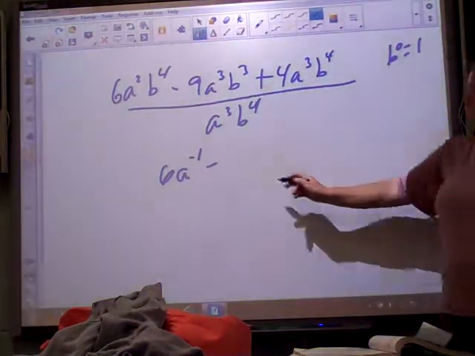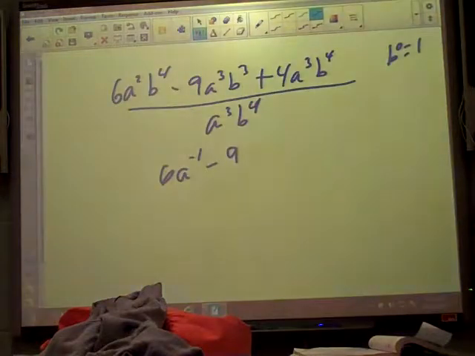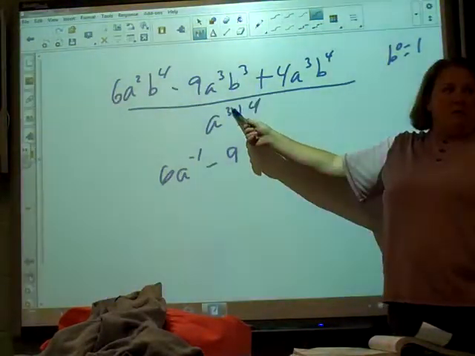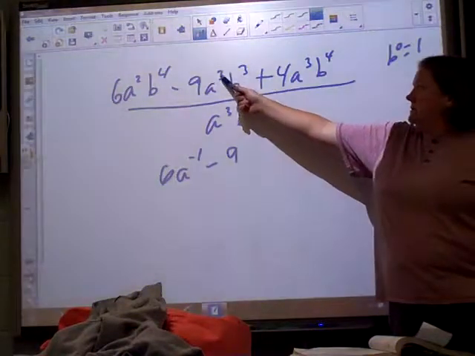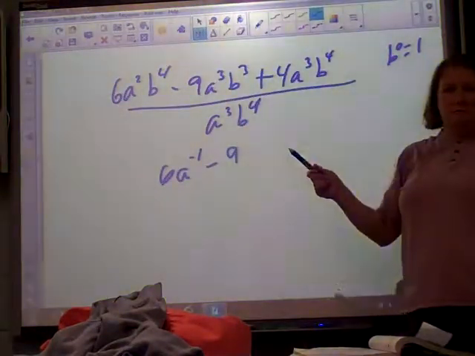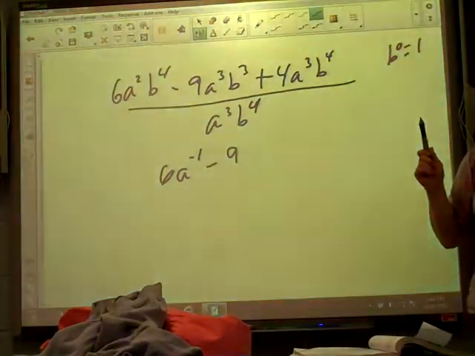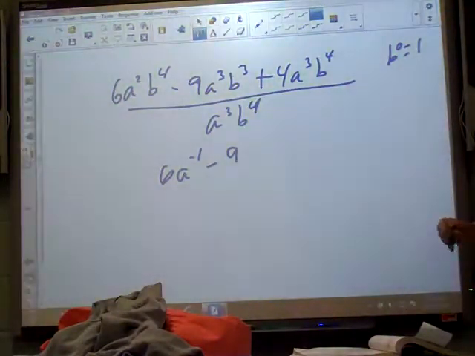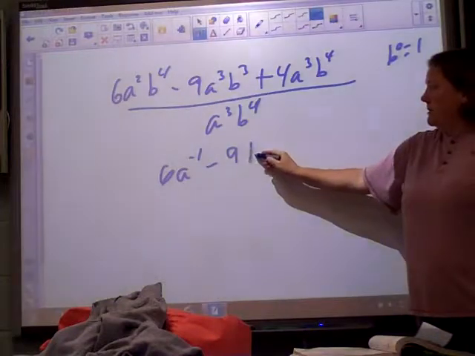Alright, moving on to the next one. Minus, we know the 9 is going to stay because 9 divided by 1. A cubed divided by a cubed, it's the same scenario that we just had on the b's, isn't it? Because cubed over cubed is 0, and anything to the 0 power is 1. What about b cubed over b to the 4th? Negative 1. B to the negative 1. Good.